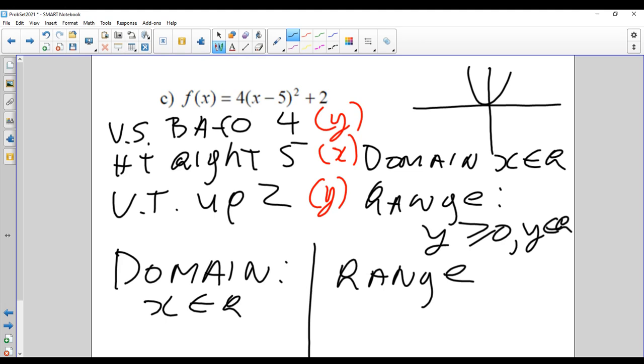So that means it's going to become 4 times 0 plus 2, which of course is just simply equal to 2. So now instead of being that y is greater than 0, it's now y is greater than or equal to 2. That's your new range. And again, I'm not going to draw that graph this time. You can do that on your own time.